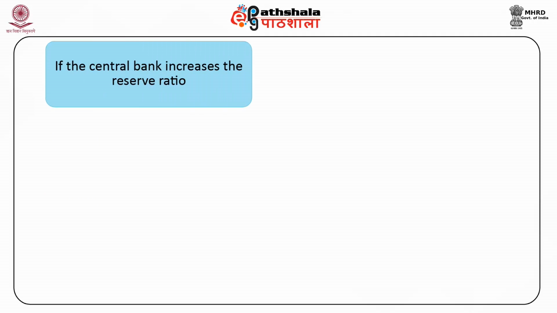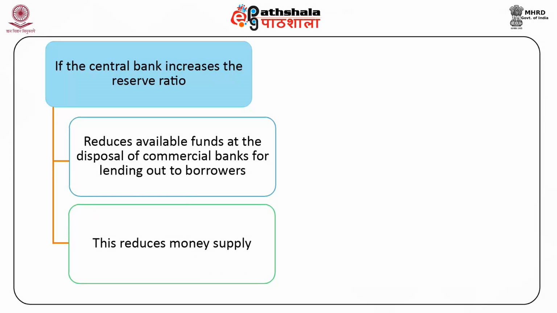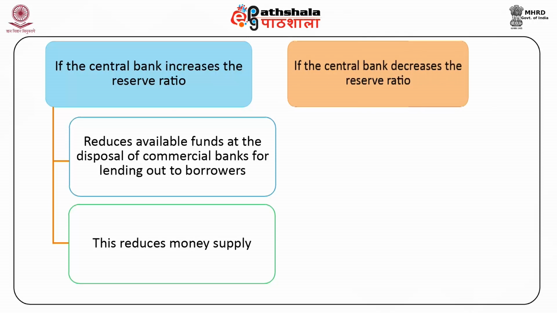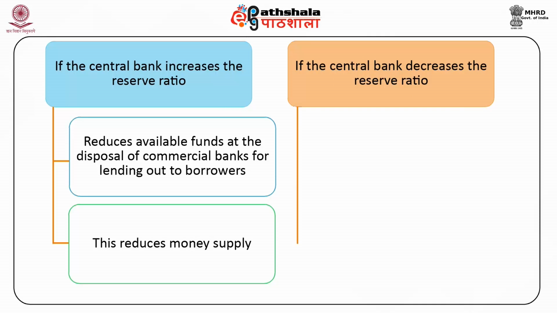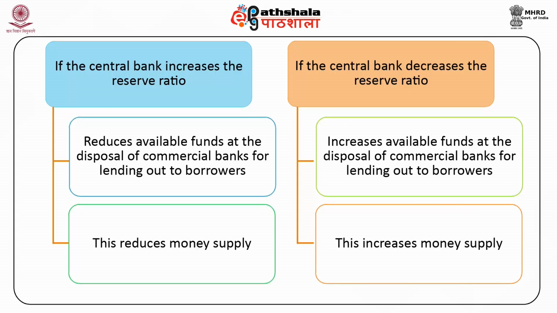If the central bank increases the reserve ratio, this reduces available funds at the disposal of commercial banks for lending out to borrowers. This reduces money supply. Remember, money supply is cash plus bank deposits in the economy. On the contrary, if the central bank wants to expand money supply, it would reduce the CRR.